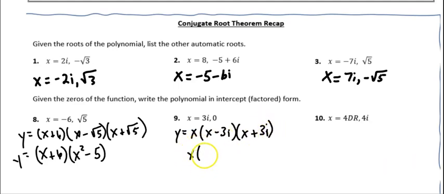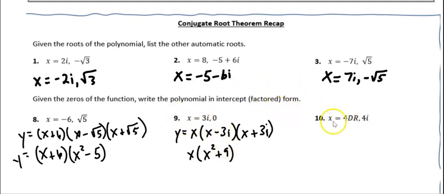So we'll write it as x for our 0, and then with 3i, that comes from x squared plus 9. So when you have the imaginaries, you just have your x squared plus whatever the a portion is squared. So in this case, 3 squared is 9.